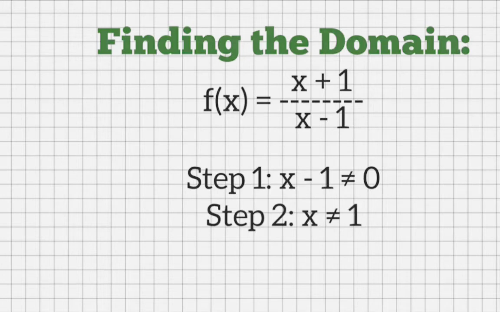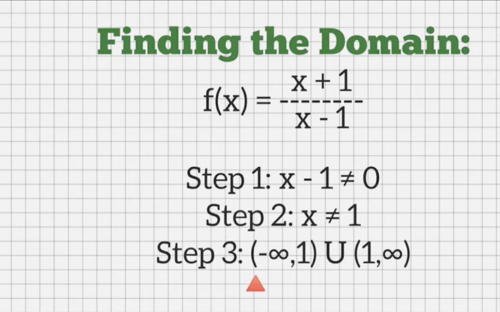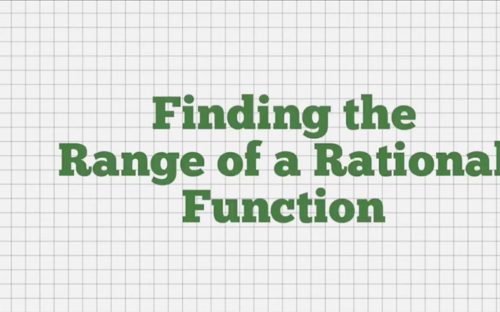Step 3, let's represent the domain using interval notation. Open parenthesis, negative infinity, comma, positive 1, close parenthesis, union, open parenthesis, positive 1, comma, positive infinity, and a close parenthesis. Next, let's find the range of a rational function.